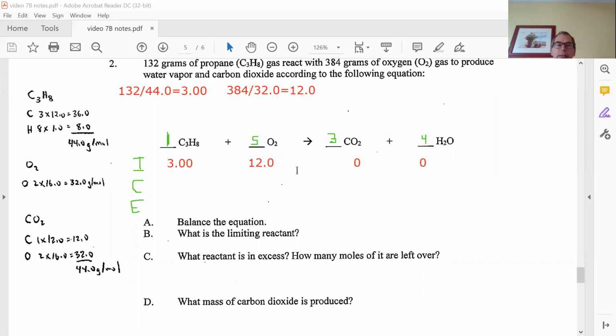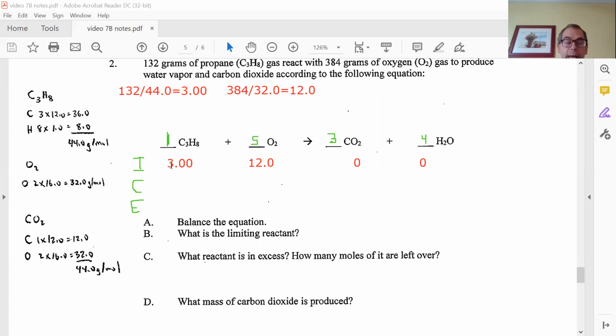All right, let's look at our questions. So we have 3 moles of C3H8, 12 moles of O2. What is our limiting reactant? Oh, well, I have a lot more O2 than C3H8, so that should be in excess. Be careful, 5 to 1 is a big ratio. This is one that's pretty hard to do in your head.